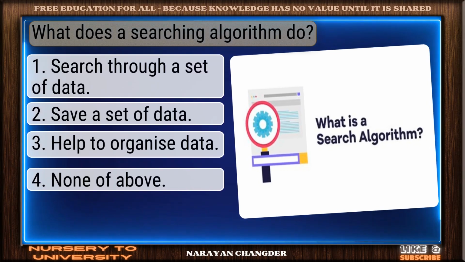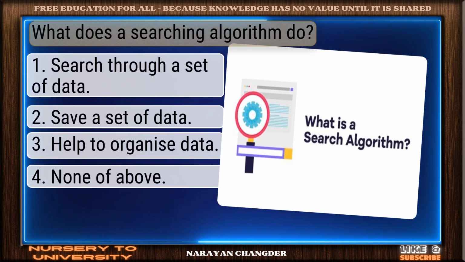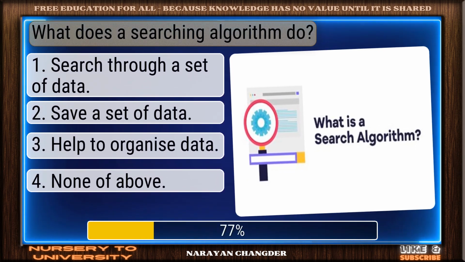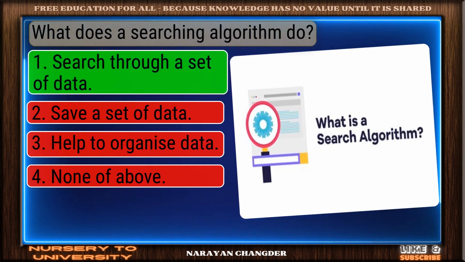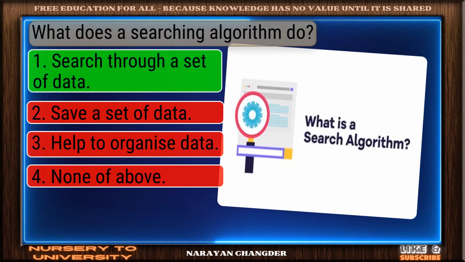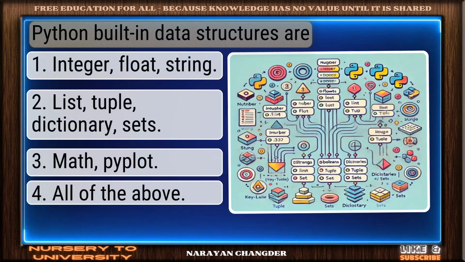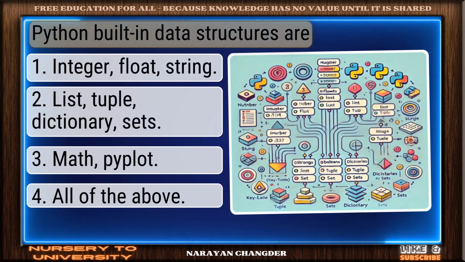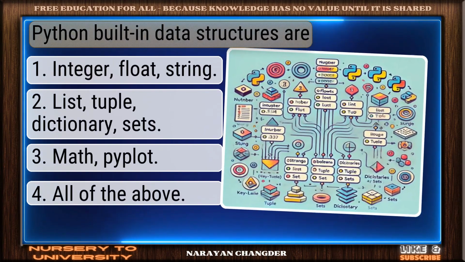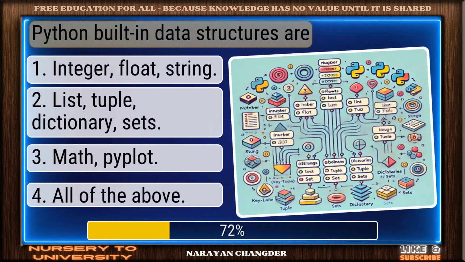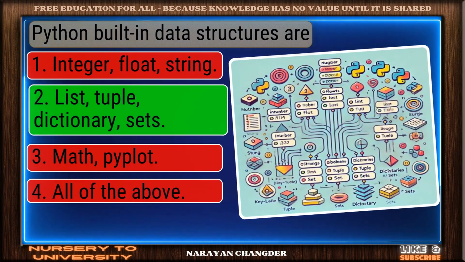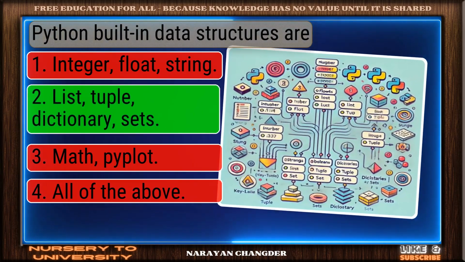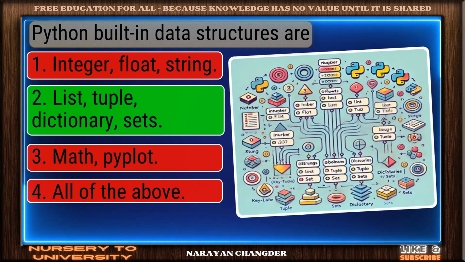Question number 17. What does a searching algorithm do? Correct. Search through a set of data is the right answer. Question number 18. Python built-in data structures are. Well picked. List, tuple, dictionary, sets is the correct answer.